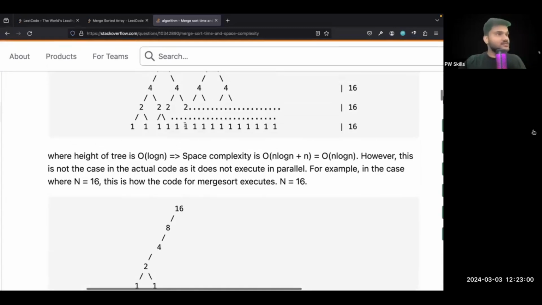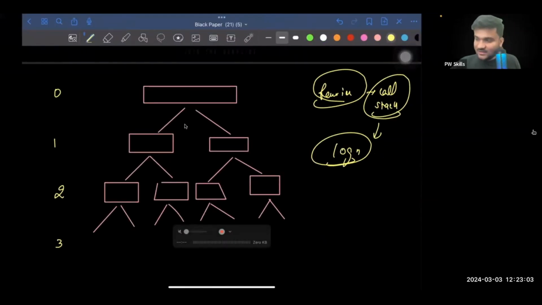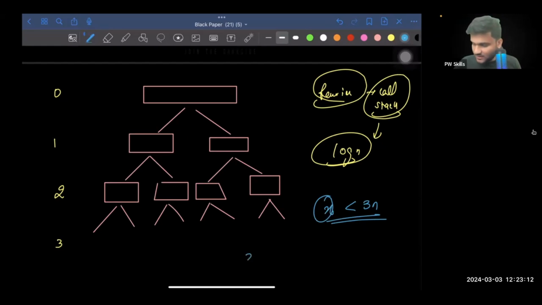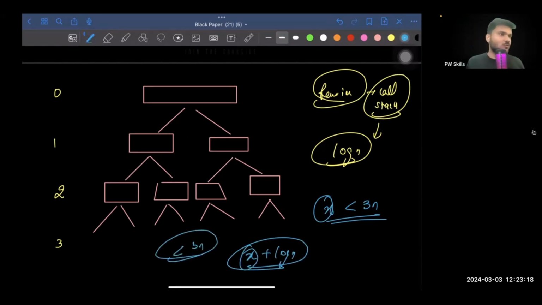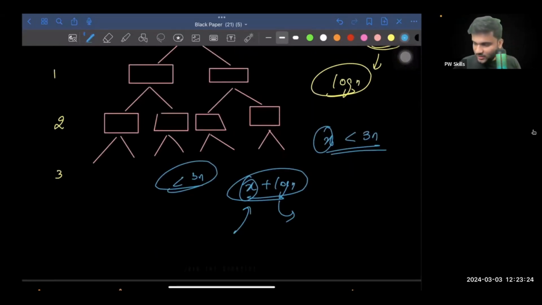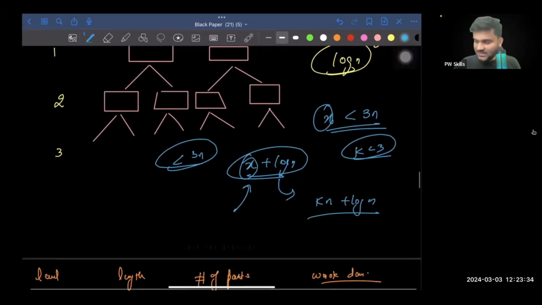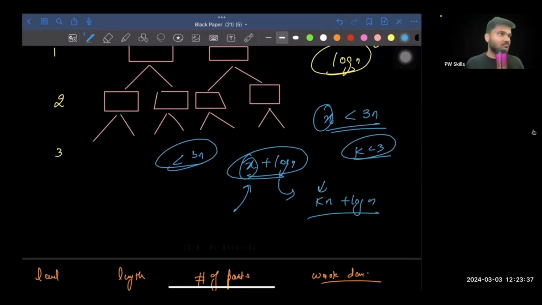Then again, in the next step, the total space is less than 3n. So always and always, the total number of arrays at any point of time in the memory will be less than 3n. So this value x will always be less than 3n. So what is the total space? x plus log n is the total space, where x is always less than 3n. It can be 2n, it can be 2.5n, 2.6n, anything. This is the total space. So it is kn plus log n, where k is less than 3. k is a constant term. It can be 2, 2.5, 2.7, 1.5, anything.